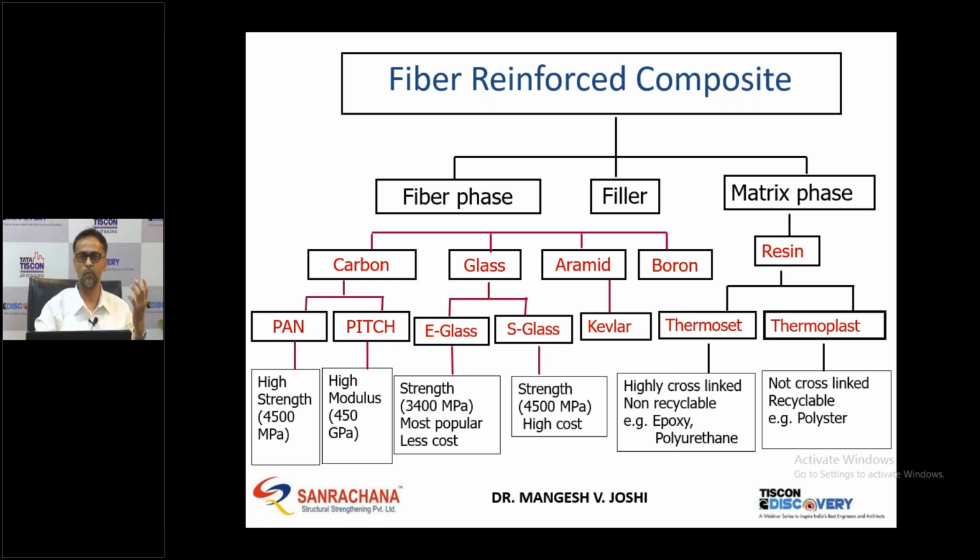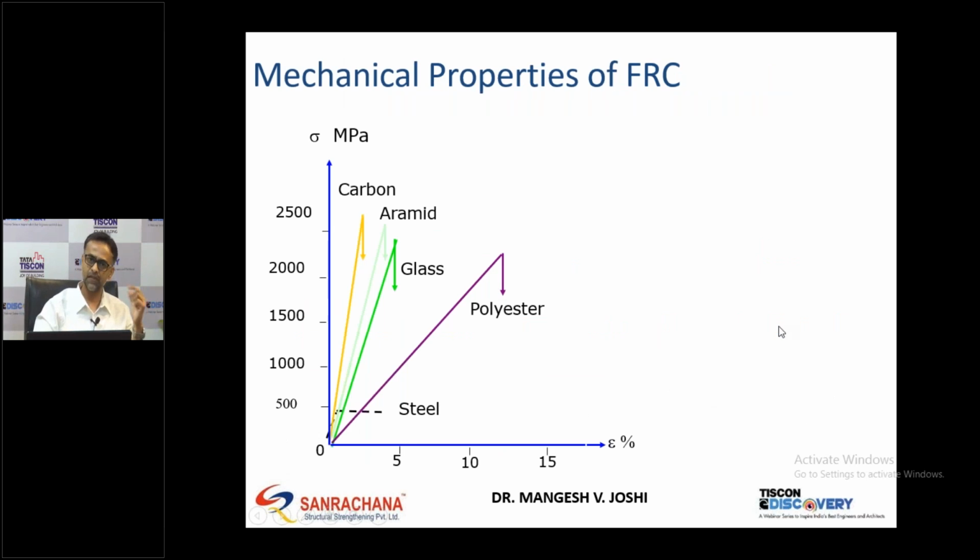Like RCC is a composite where steel is the reinforcement and concrete is the matrix, which gives the shape. Similarly, a composite comprises a fiber phase, filler phase, and matrix phase. In fiber, we have different types like glass, aramid, Kevlar, and in matrix mainly thermoset or thermoplastic resins. If you see the mechanical behavior, it's a bit different from steel. Steel is an elastoplastic material: once it yields, it goes into the plastic phase. Unlike that, composites are elastic, meaning the yield point and failure point are the same.